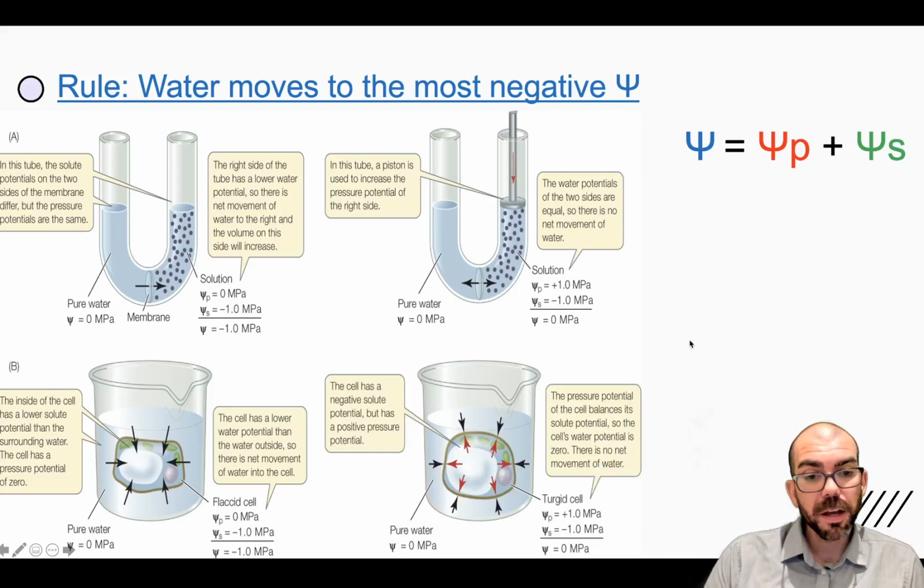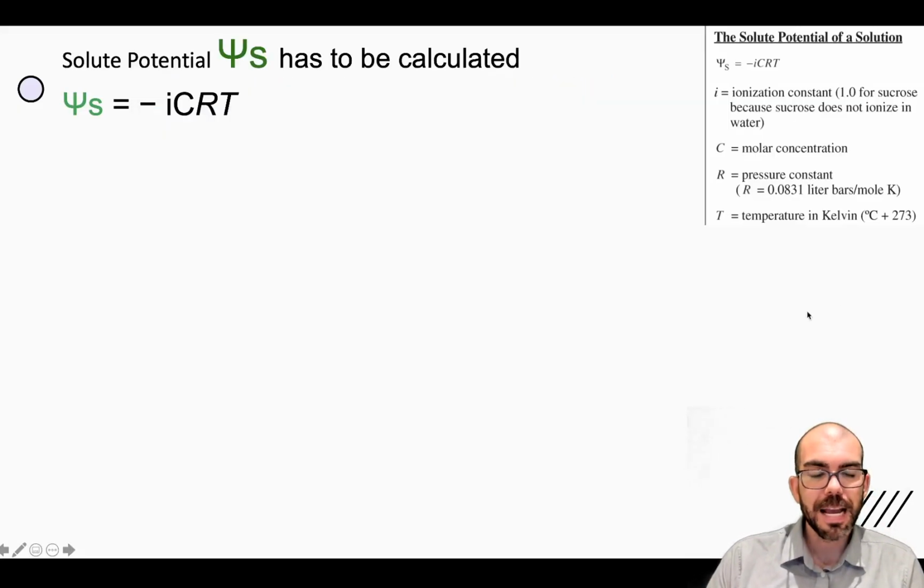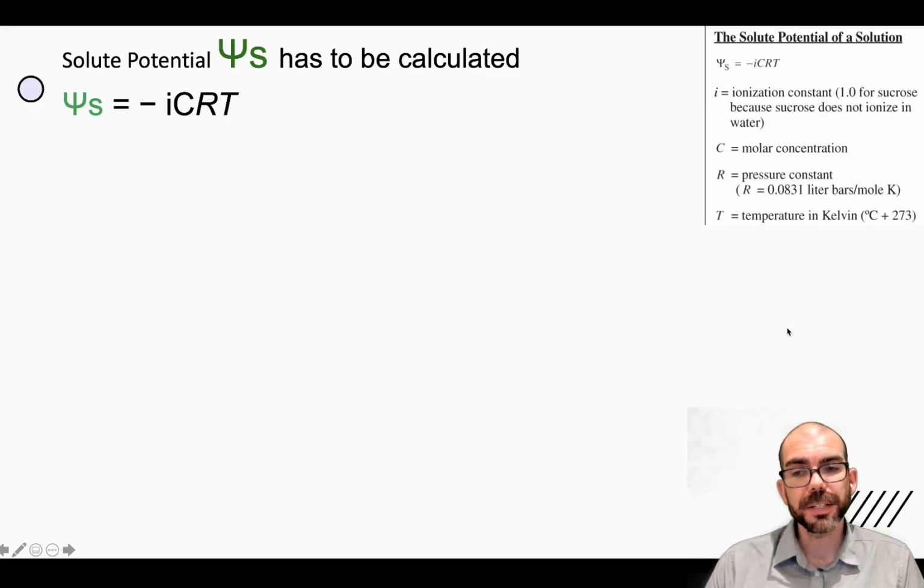Let's say, though, the cell is turgid, meaning firm, or it has more water inside of it, so it's applying more pressure. If I have a water potential of 0 on both sides, well, I'm going to have a net no movement of water.